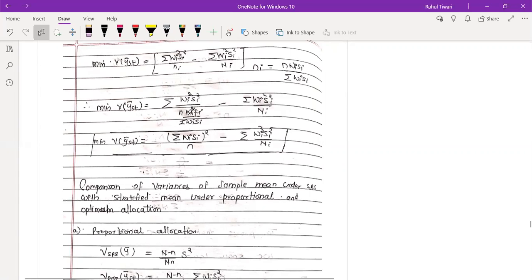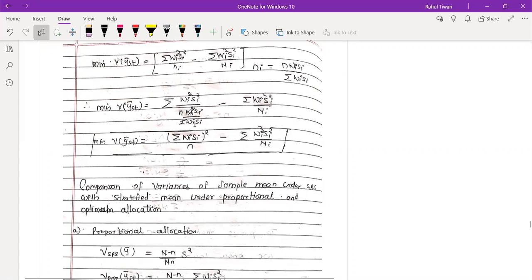See, what term will get cancelled with what term? That is the important part. So here, this Wi will get cancelled with this, because this is square, this is Si square, right? So one Si, one Wi will get cancelled with these two. Remaining is summation Wi Si.